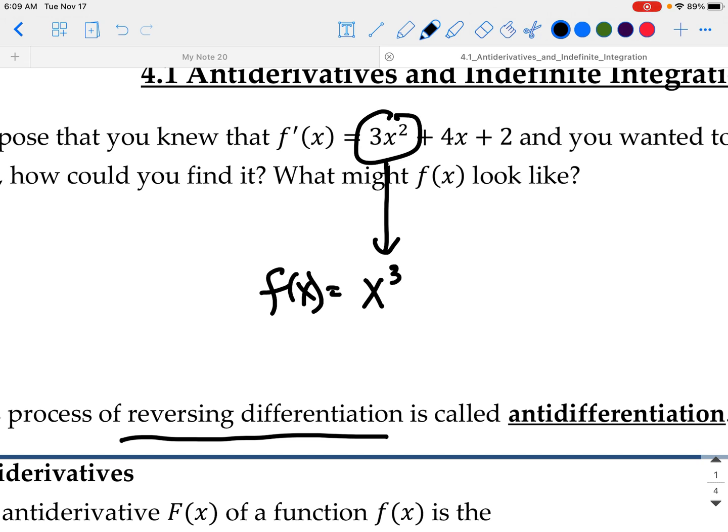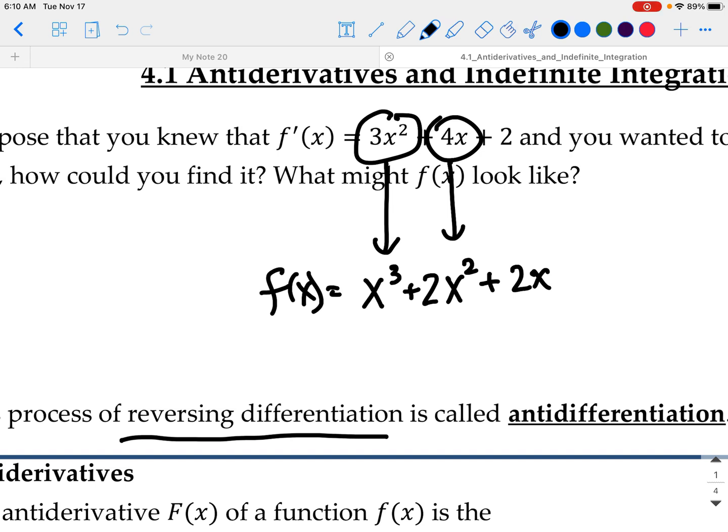For 4x, we know we're going to need an x squared term, and in order to get 4x when we differentiate, we'll put a 2 as the coefficient of that term. So 2x squared's derivative is 4x. Note all of these you can check by simply differentiating the expression you end up with. And then a constant term is easy, it's going to be linear. So we have x cubed plus 2x squared plus 2x. So this is what f of x might look like.